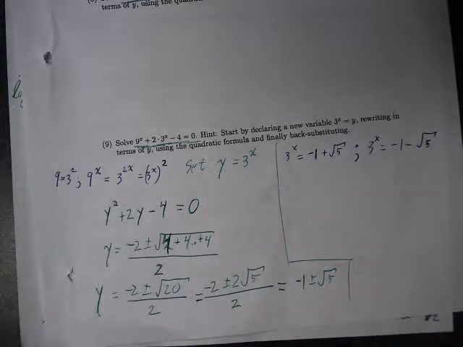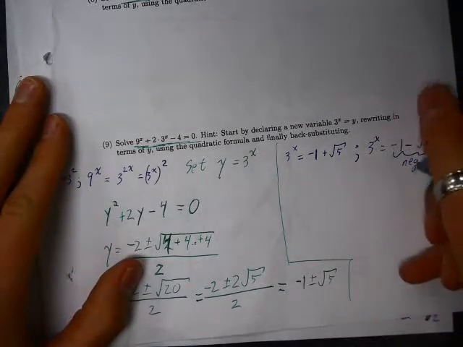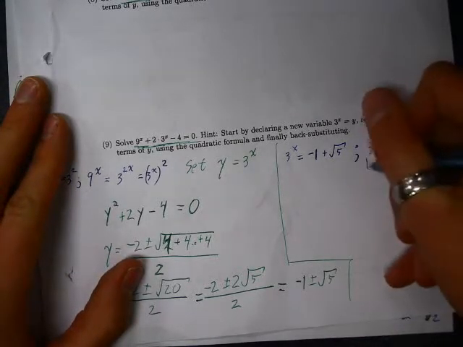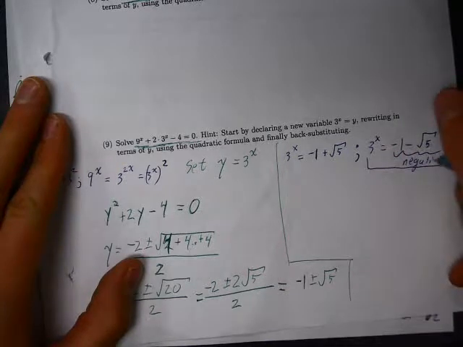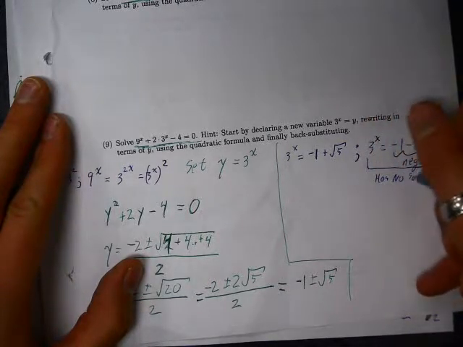Does one of those equations look suspicious? Like it doesn't have a solution? Which one? The second one. Is 3 to the x ever negative? Nah. Is negative 1 minus root 5 negative? It is. So it doesn't have a solution. So this is negative, so this equation has no solutions.